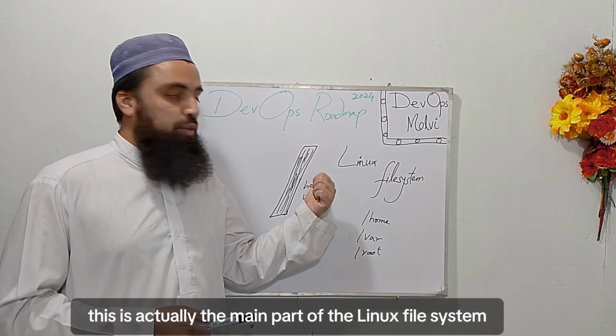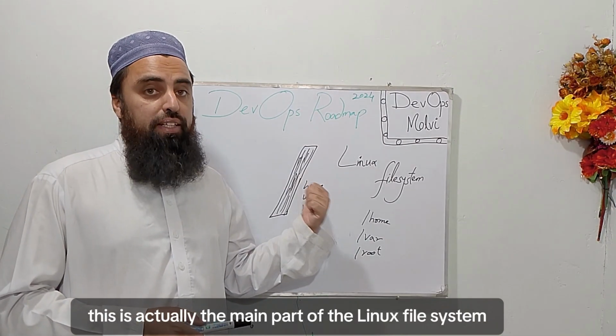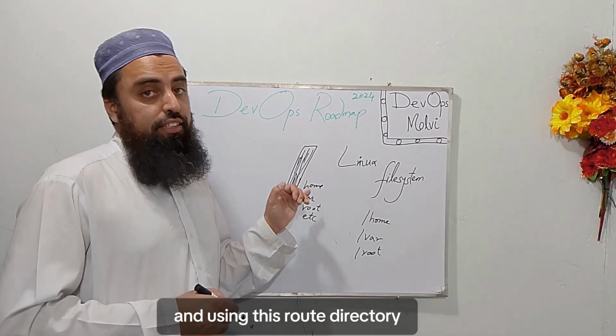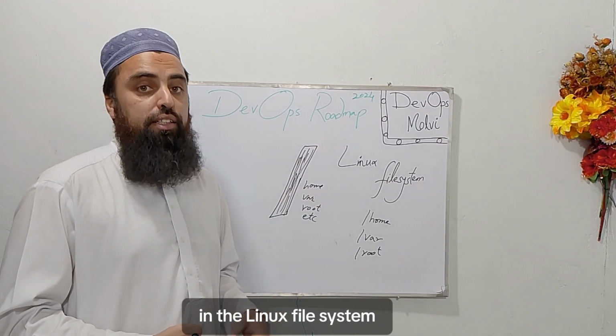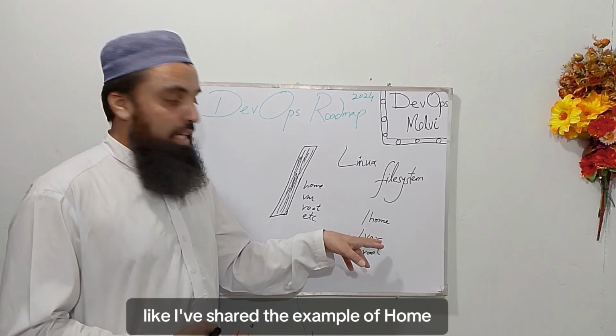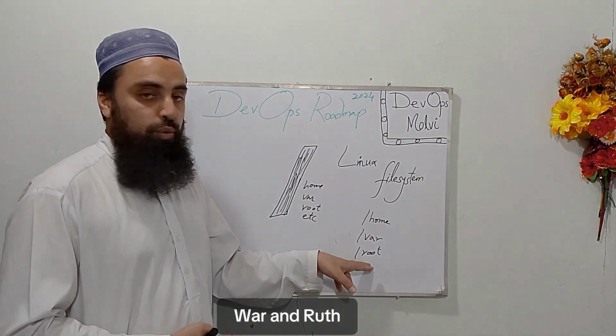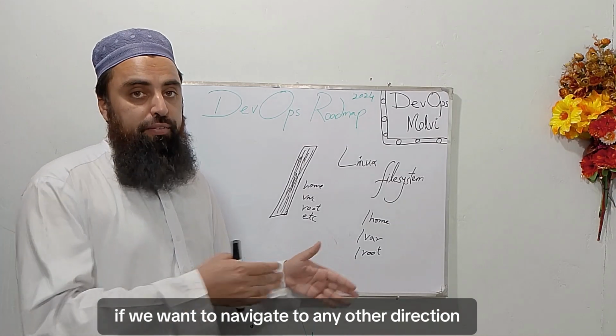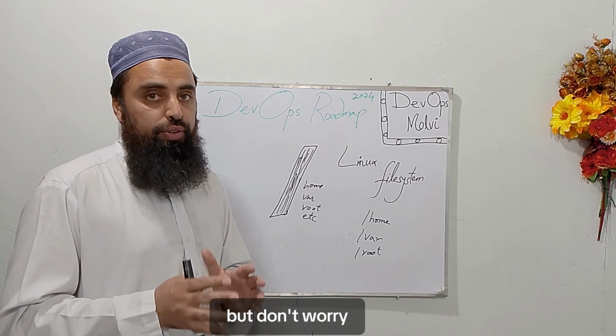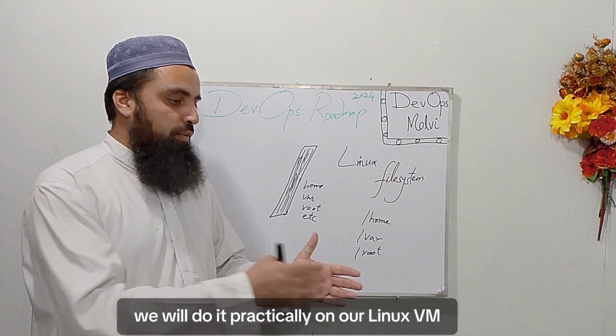The Linux file system contains the following sections, in which I have already told you about the root directory. This is actually the main part of the Linux file system, and using this root directory, we can navigate to the other directories. Like I have shared the example of home, var and root, you can see that this forward slash would be there if we want to navigate to any other directory. But don't worry, we will do it practically on our Linux VM.